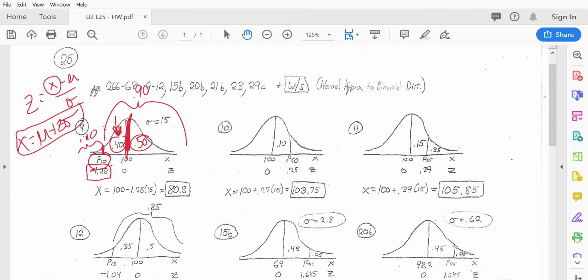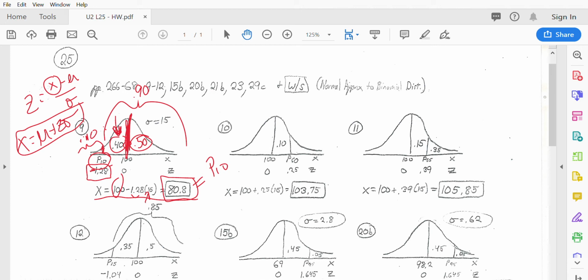This is the equation we're going to be using throughout this entire homework, and that's exactly what I did right here. I took the mu, which is 100, then minus the 1.28 times the standard deviation of 15, and I got 80.8. That is the actual raw score that separates the bottom 10% of data from the top 90% of data. 80.8 is the 10th percentile. So if on the rest of this homework or later on in the test, I ask you to find P10 or the 10th percentile, that's what you do, a measure of position.